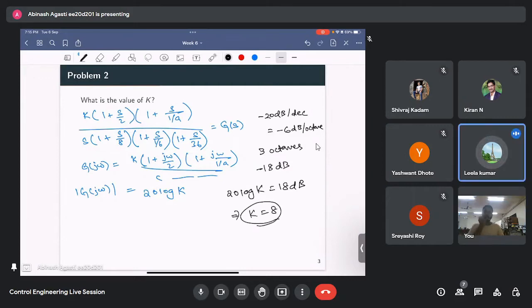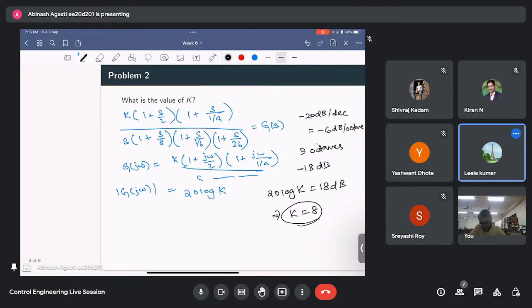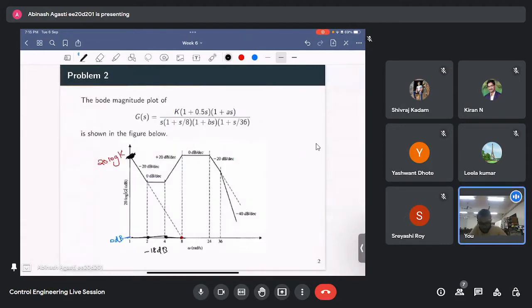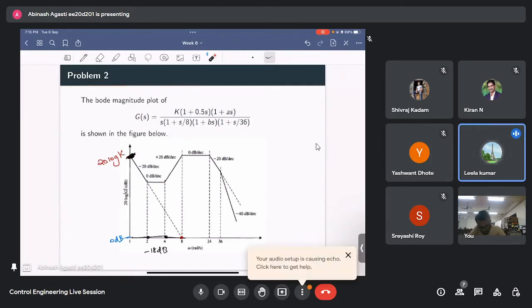Actually, sir, can you repeat? I am not getting this. How did you put that slope of 20, sir? Okay, can you see the figure? Yeah, this 20 log K, I understood.